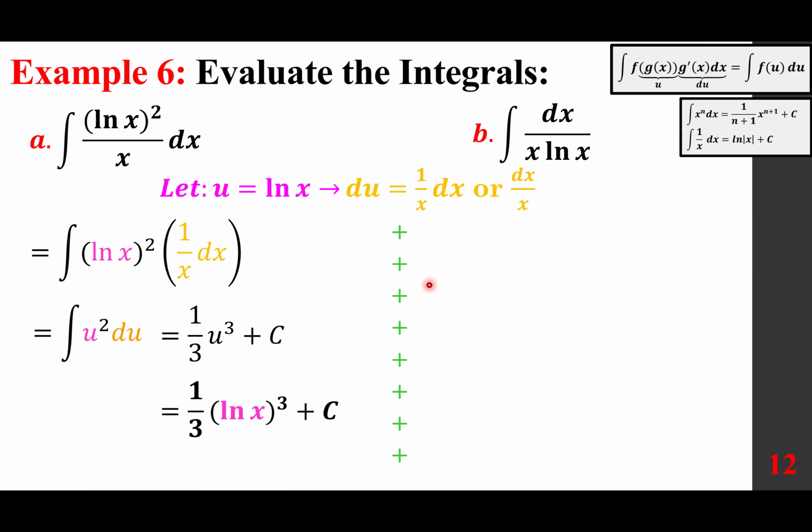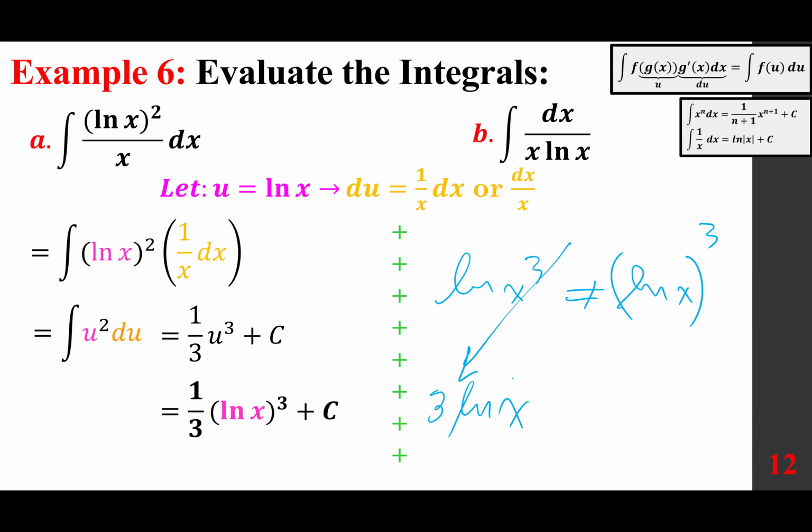Bear in mind, don't mix up these two. Ln x cubed is not equal to ln of x to the third. Ln of x to the power of a third means ln x times ln x times ln x. This can be simplified to 3 ln x. Please don't mix them up. Let me erase my work.